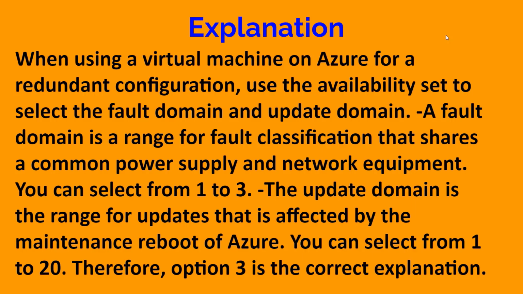Explanation. When using a virtual machine on Azure for a redundant configuration, use the availability set to select the fault domain and update domain. A fault domain is a range for fault classification that shares a common power supply and network equipment. You can select from 1 to 3. The update domain is the range for updates that is affected by the maintenance reboot of Azure. You can select from 1 to 20. Therefore, option 3 is the correct explanation.